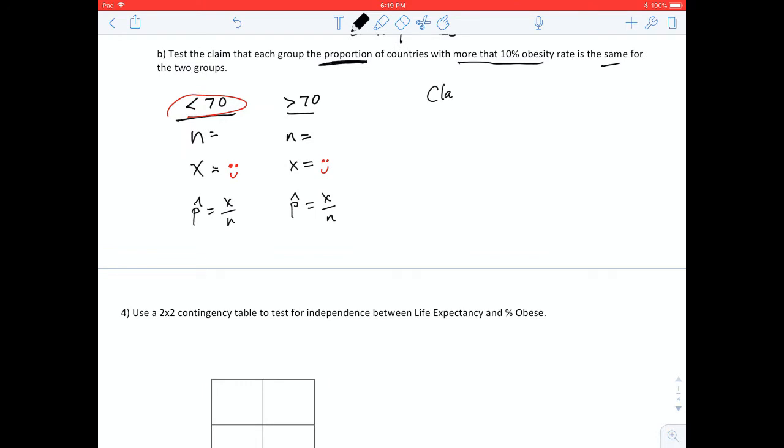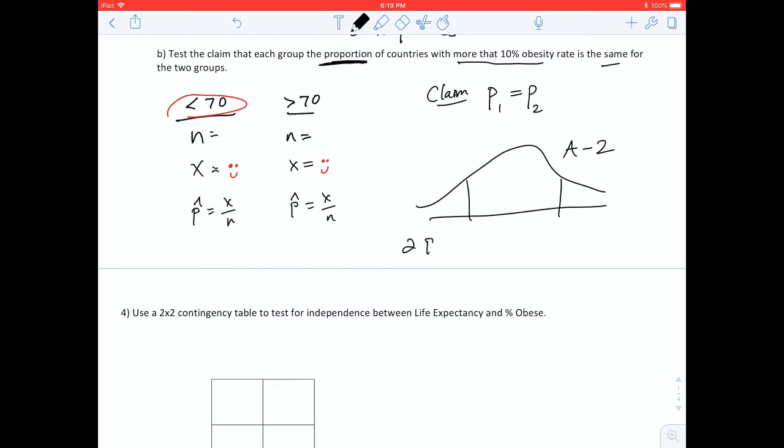And then the claim says that they're the same, so the claim would be the proportion for group number 1 equals the proportion for group number 2. Again, write down the H1 and H sub O. And then because it's about proportions, you would use the Z table or table A2. And for the test statistic, you can use the 2 proportion Z test. And again, if it lands over here, or if it lands over here, then you actually did prove something. That would prove that the two groups are not the same.